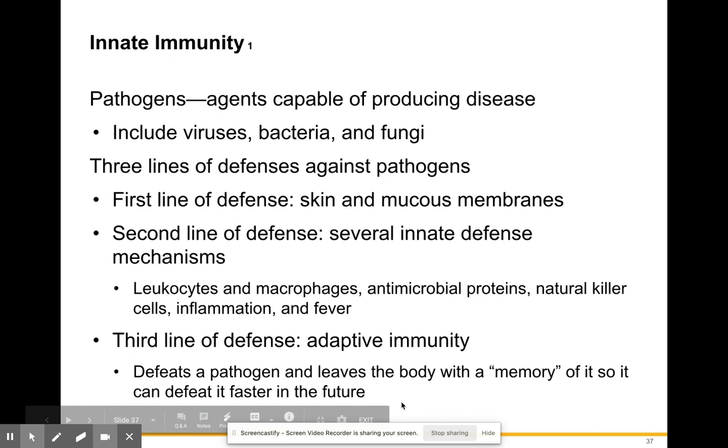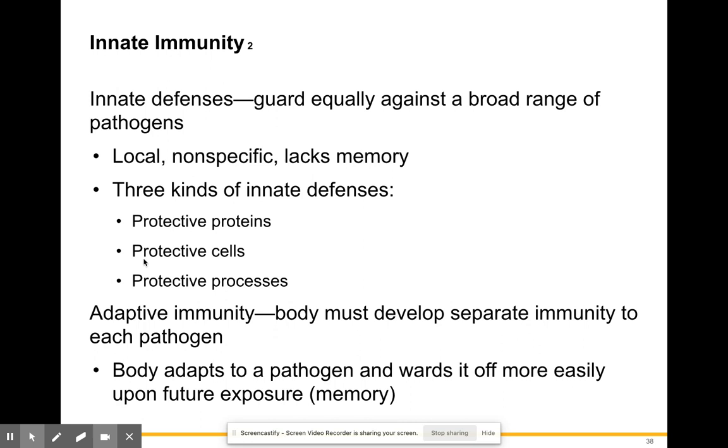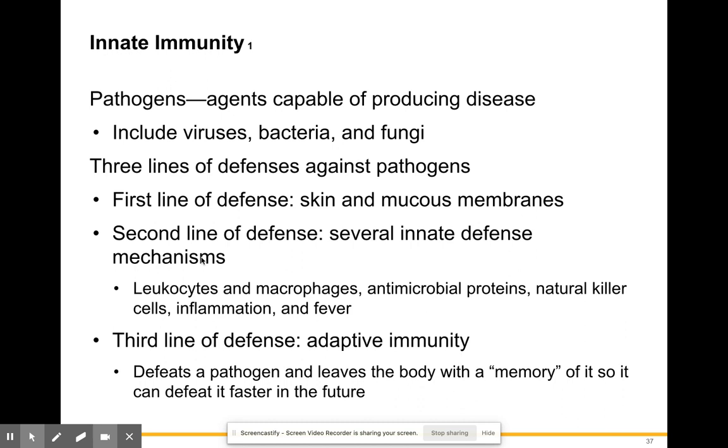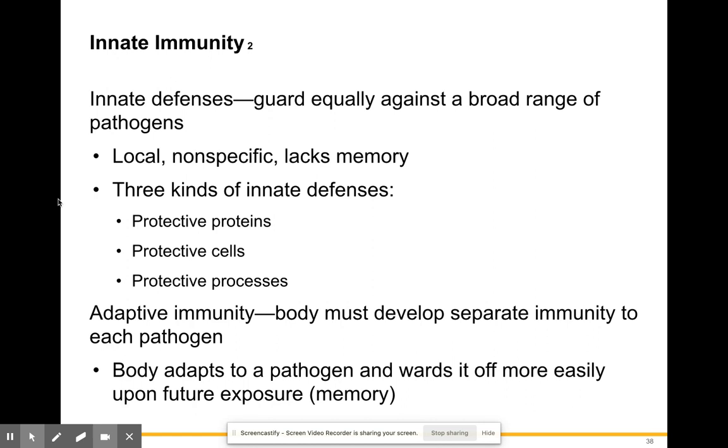So we're going to kind of go in order, right? We're going to talk about these three lines of defense. We're going to talk about the innate and the adaptive immunity. That's going to be the bulk of this lecture. Okay. So these innate defenses guard equally against a broad range of pathogens.